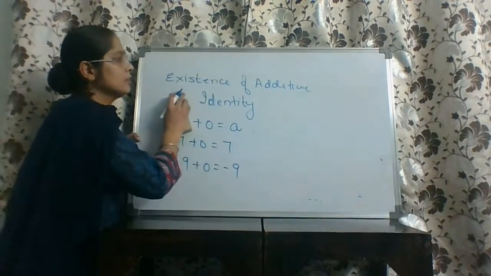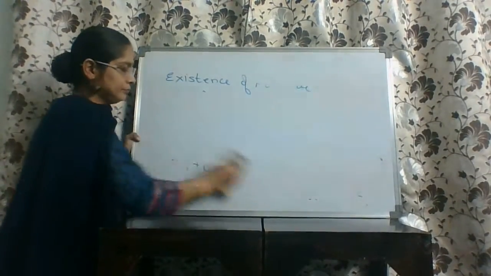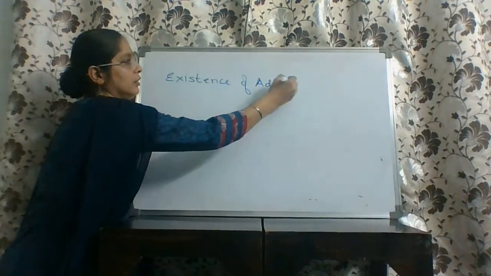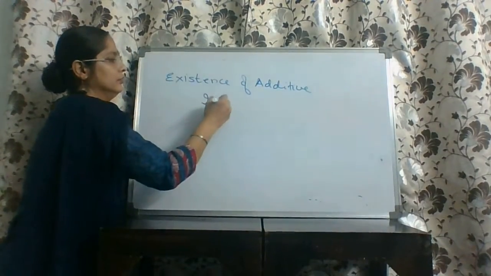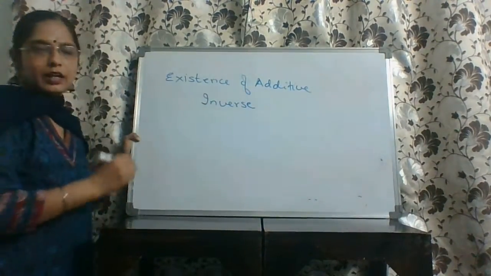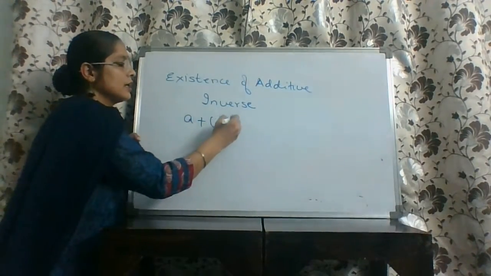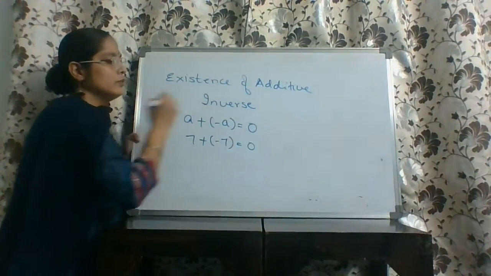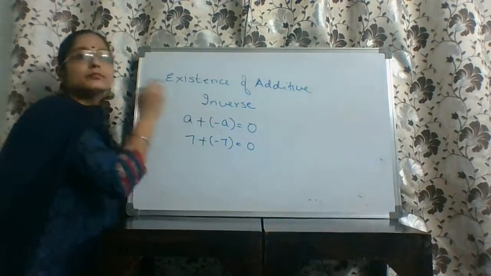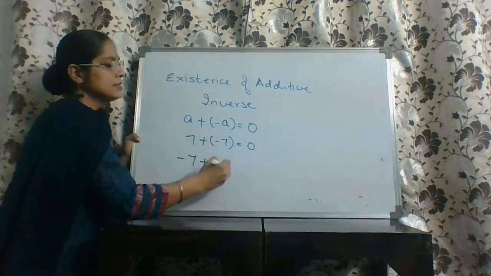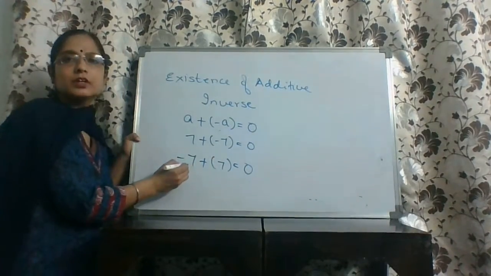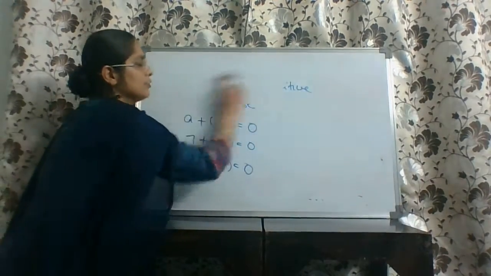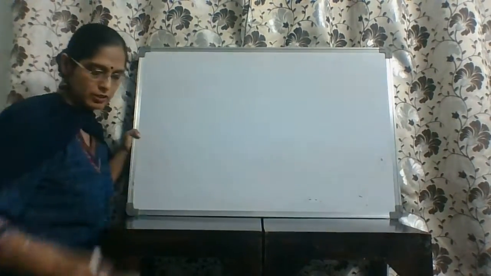Now the last property which we are going to study is existence of additive inverse. a plus minus a equal to 0. 7 plus minus 7 is equal to 0. Additive inverse of a is minus a. Minus 7 plus 7 is equal to 0. Additive inverse of minus 7 is 7. This is additive inverse. Now let us discuss subtraction first.